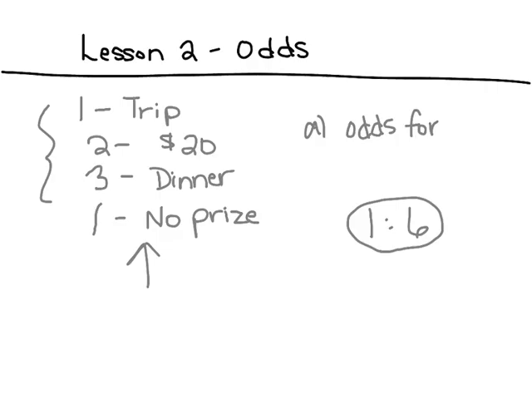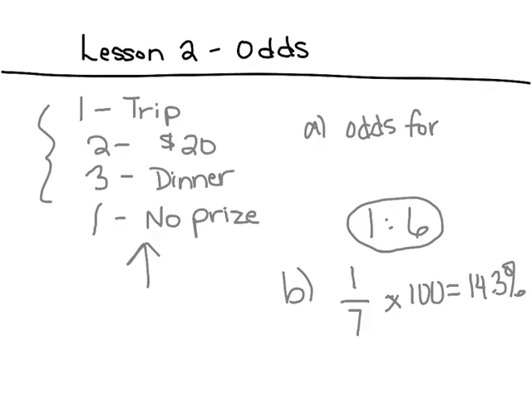B, it says, what is the probability of choosing the door with no prize? So the probability of choosing the door with no prize would be 1 out of 7. There's 1 chance out of 7 possible doors. We divide those two numbers times by 100 and we get 14.3%. So there's a 14.3% chance of getting a door with no prize.